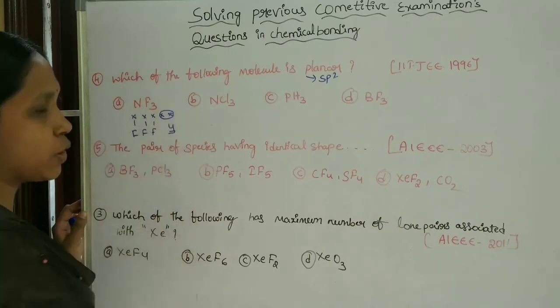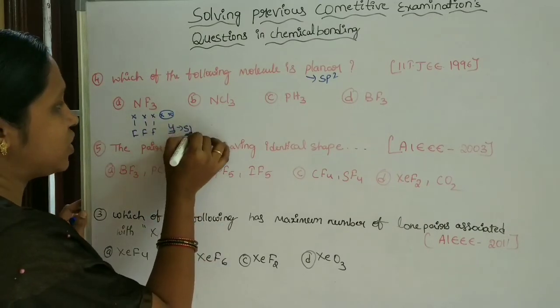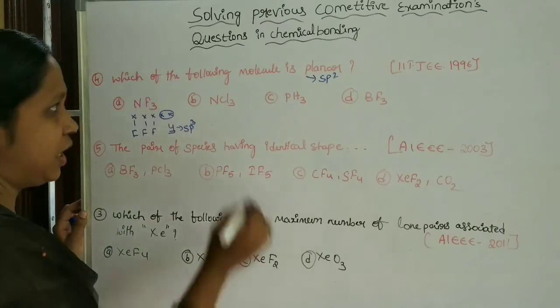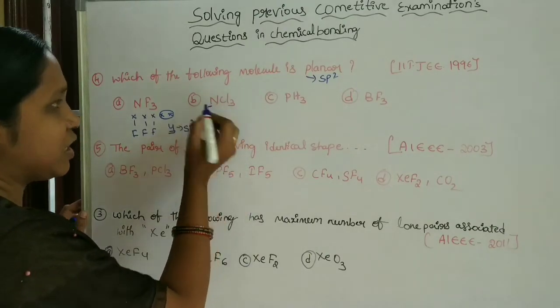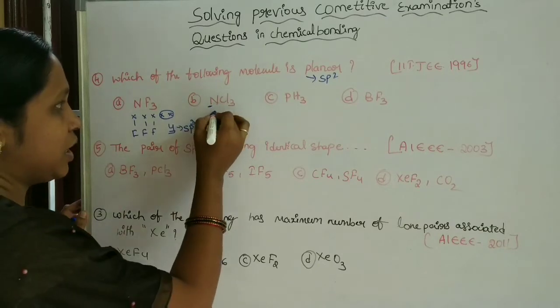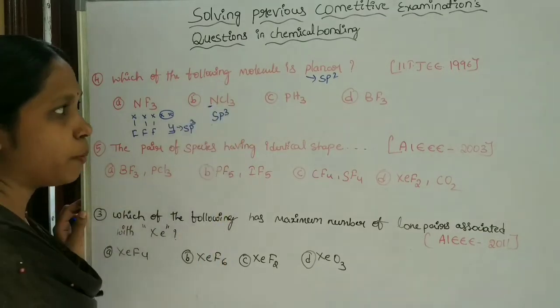That means 4 pairs of electrons, so the hybridization is sp3. In NCl3, nitrogen is also the central atom and chlorine is the surrounding atom. Here also it has 3 bond pairs and 1 lone pair.